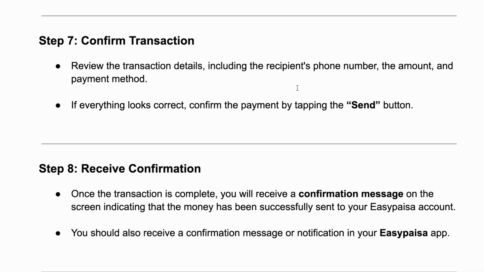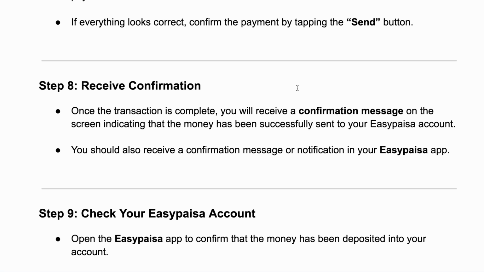Receive the transaction details, including the recipient's phone number, the amount, and payment method. If everything looks correct, confirm the payment by tapping the Send button. Then receive confirmation. Once the transaction is complete, you will receive a confirmation message on the screen indicating that the money has been successfully sent to your Easypaisa account.